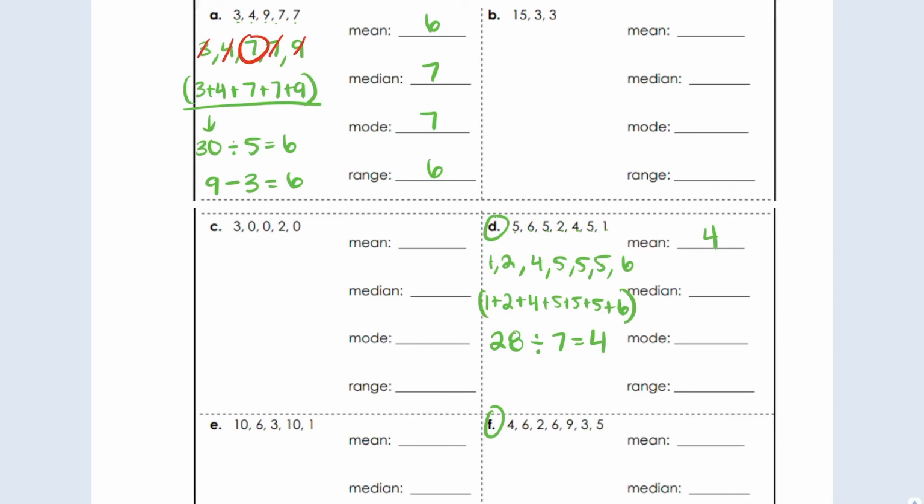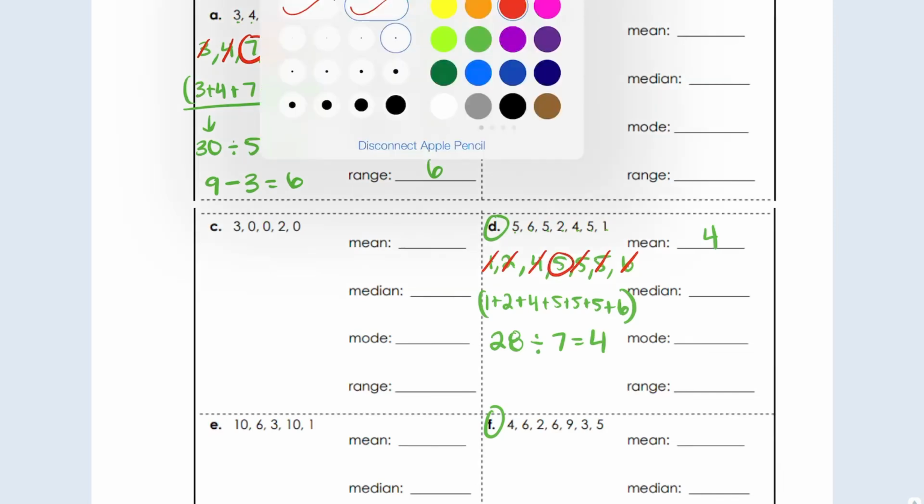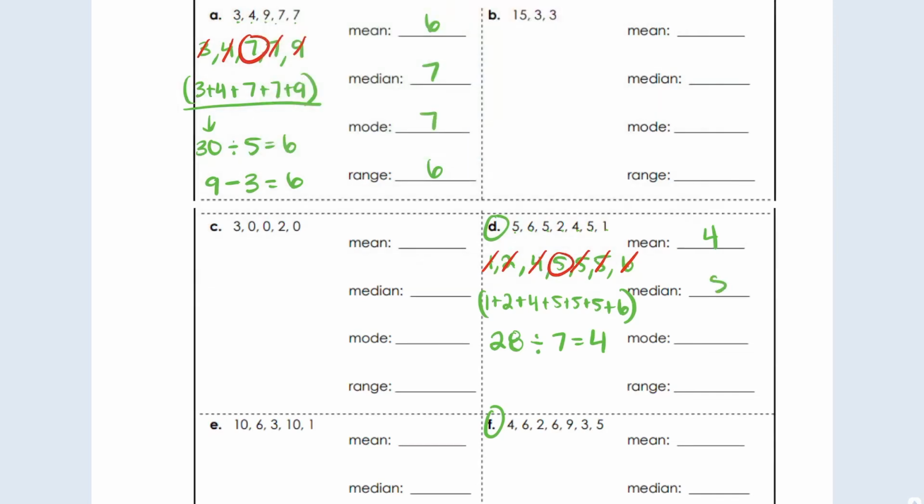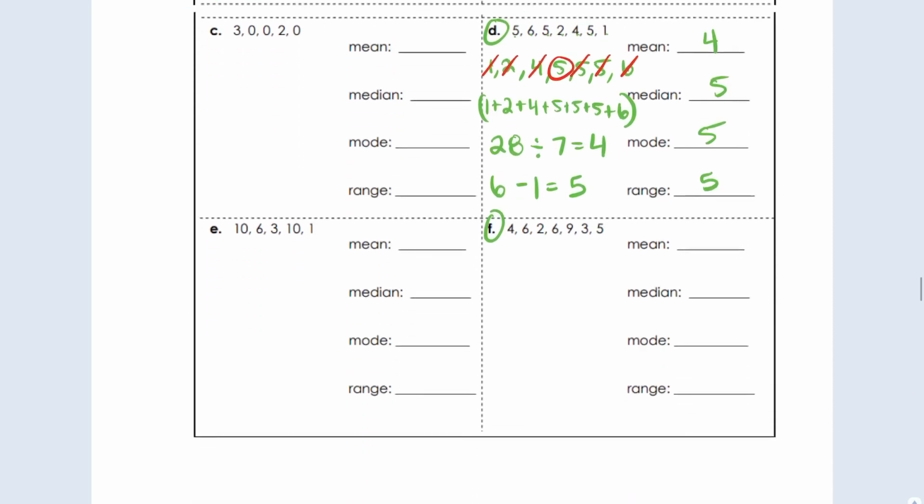And there we go. Let's go ahead and find the median value. Crossing out from the left side, right side, left side, right side, left side, right side. My median value is 5. My mode, well, it looks like I have 3 5s, so my mode is 5. And then lastly, my range, I do my maximum value minus my minimum value. 6 minus 1 gives me 5. All right, there we go.